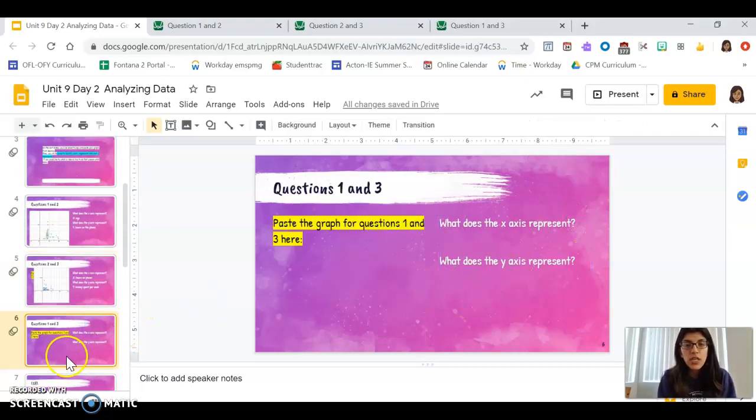So then for 1 and 3, again, you're going to paste your graph of 1 and 3. X is going to represent question 1, but I want you to tell me exactly what that is. Y is going to represent question 3. I want you to tell me exactly what that is.